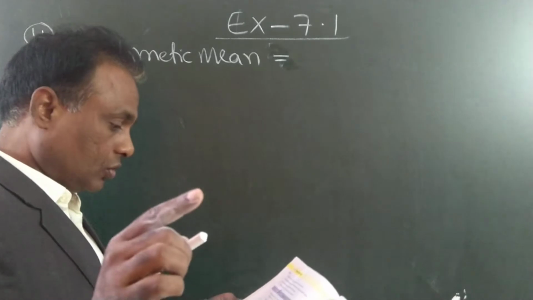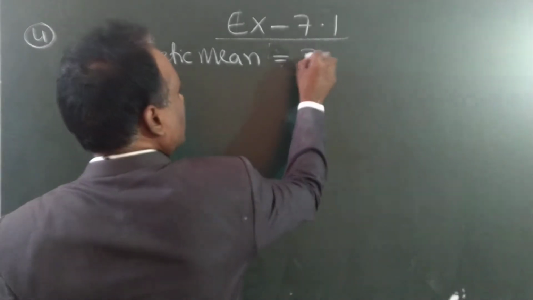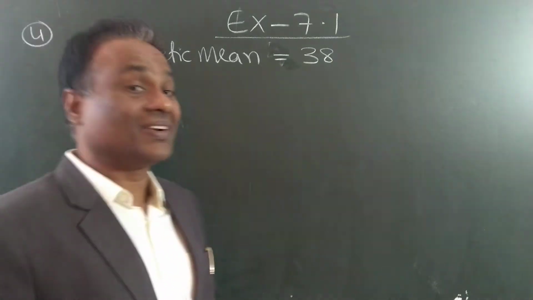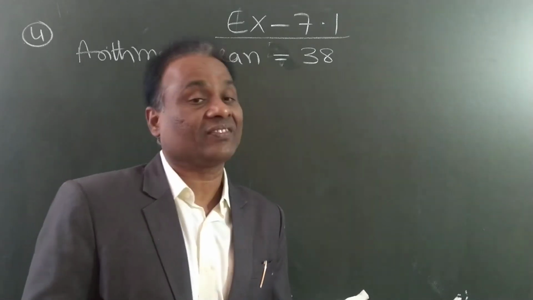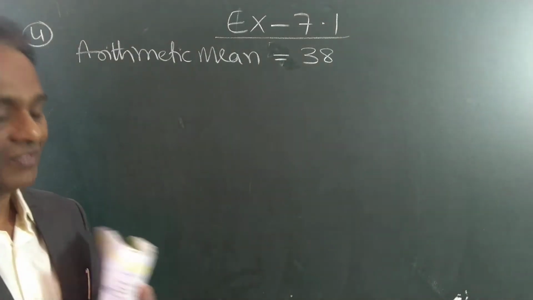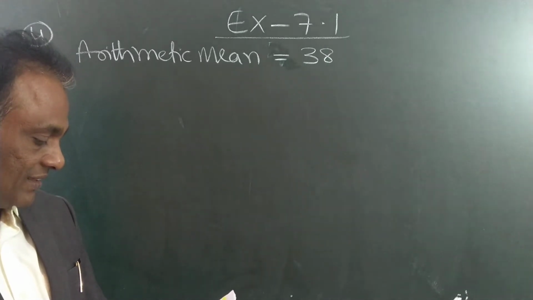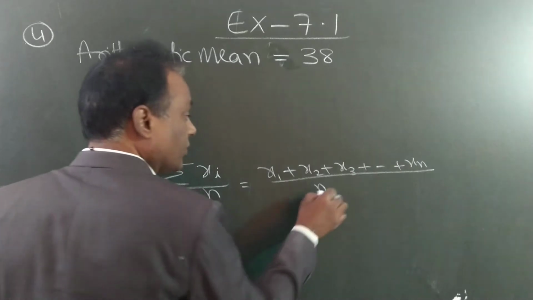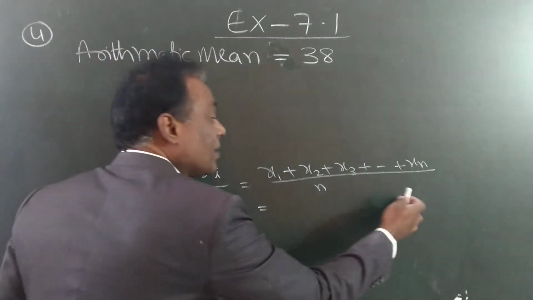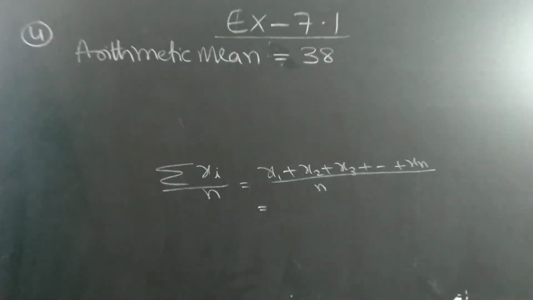Arithmetic mean is equal to 38. The arithmetic mean of 9 observations is calculated as 38. What is the arithmetic mean formula? I gave it in 3 ways: sigma xi by n, or x1 plus x2 plus x3 plus up to xn by n, or in words, sum of the observations by number of observations.